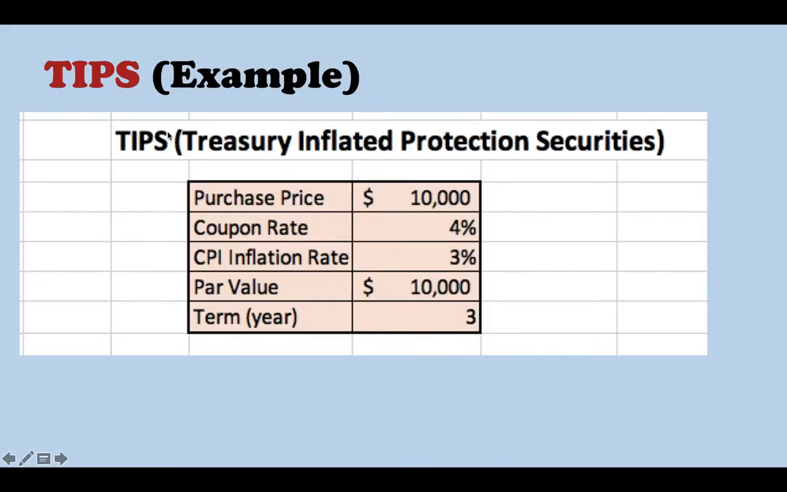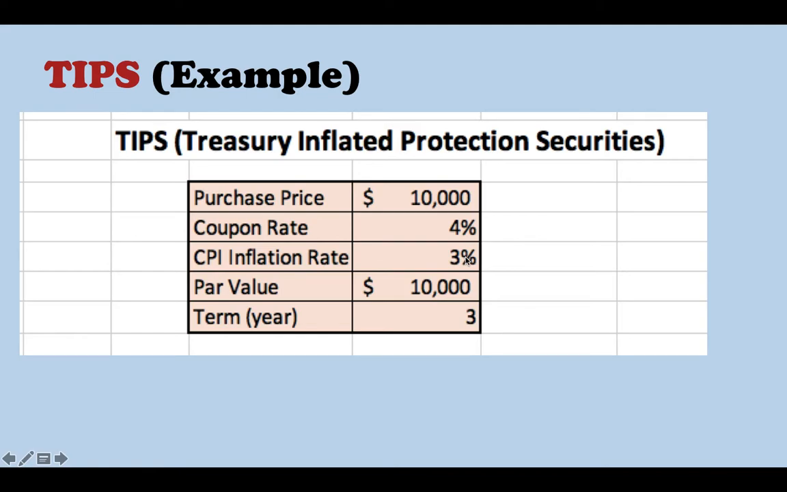Let's see an example. Let's say I'm going to buy a TIPS today. This TIPS has a coupon rate of 4%. The annual inflation rate is 3%. The par value is $10,000. The term is 3 years. So this is a TIPS.